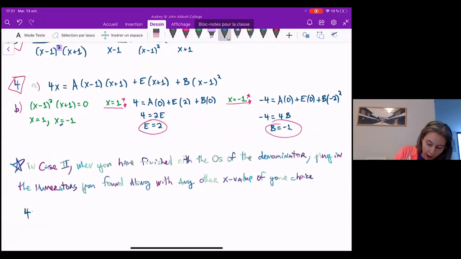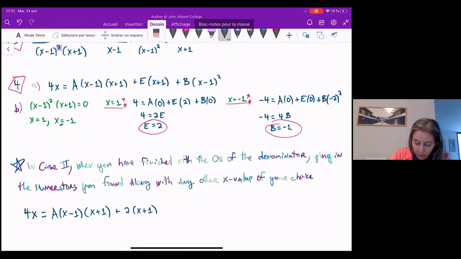I'll have 4x. I haven't solved for A, so I'll have A times x minus 1 times x plus 1. I have solved for E. E is 2, so I'll have plus 2 times x plus 1. B is negative 1, so this is minus 1 times x minus 1 squared. Now I'm going to plug in any other x value of my choice. It can literally be anything. If I want to plug in 8,484, great, I can plug that in. It's going to get me the same answer no matter what x value I plug in.